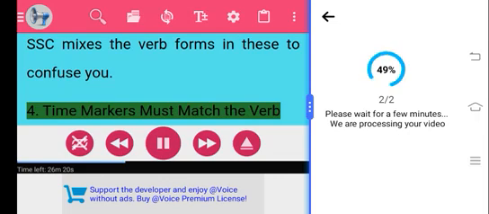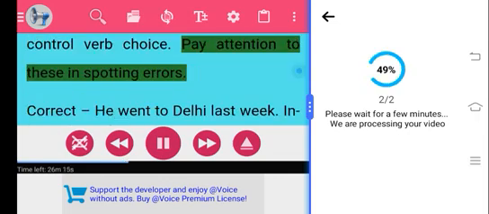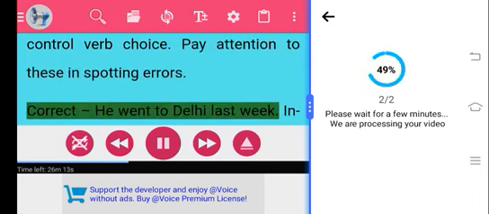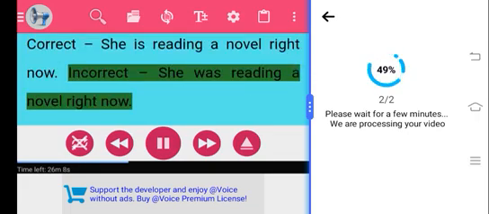4. Time markers must match the verb. Time expressions like yesterday, last year, now, these days, tomorrow directly control verb choice. Pay attention to these in spotting errors. Correct: He went to Delhi last week. Incorrect: He goes to Delhi last week. Correct: She is reading a novel right now. Incorrect: She was reading a novel right now.